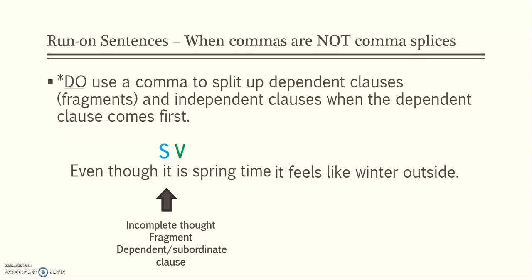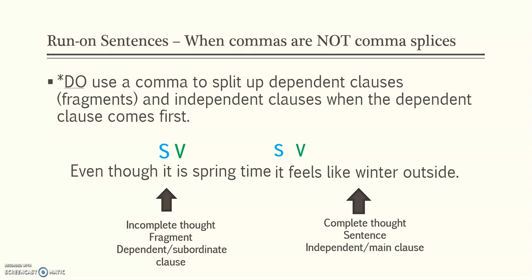Here we have a second half. It feels like winter outside. It's got a subject and a verb, and this portion doesn't have any word in the beginning that makes it a fragment. This can stand on its own. When you have a situation like this, you can add a comma, and it would make perfect sense and be grammatically correct, unlike when you have two sentences split by a comma, and which becomes a comma splice.